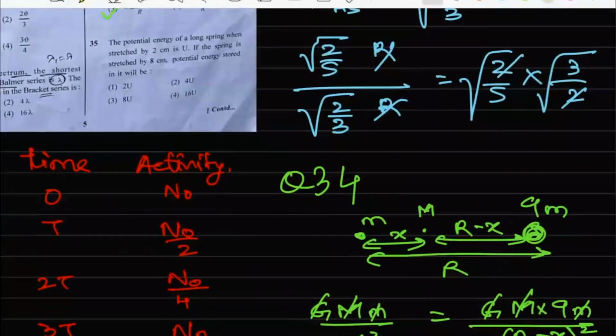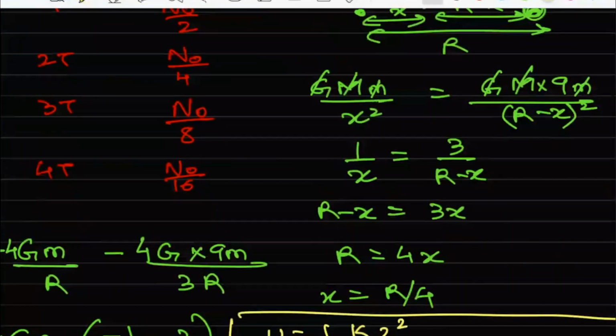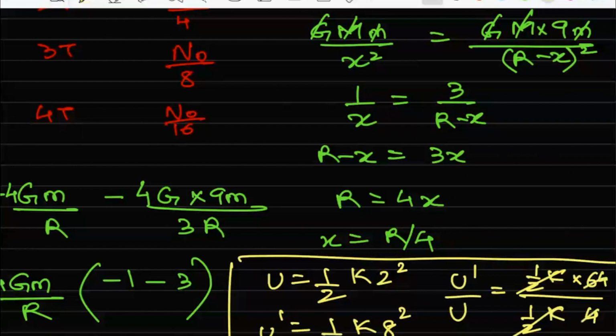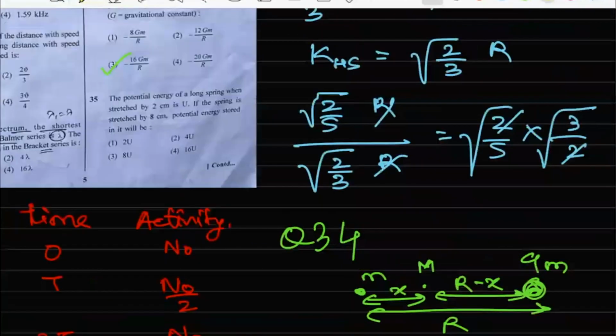So they want the energy stored in it, so U dash value we want. So just divide the two. U dash upon U is half k 8 square, which is 64, upon half k 2 square, which is 4. Half k cancelled. So 64 by 4, that is 16 there.